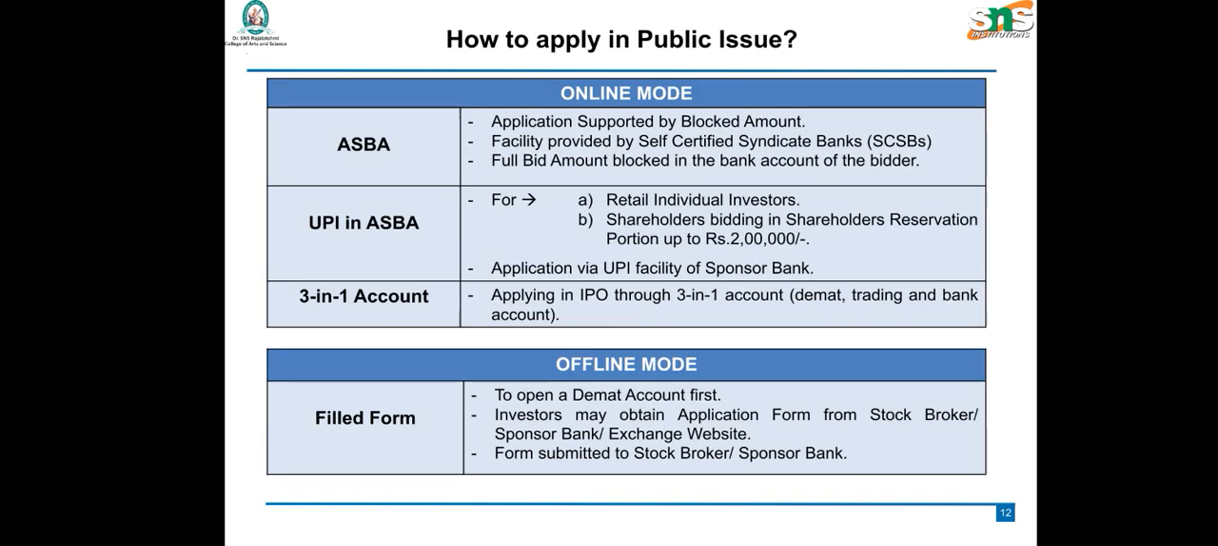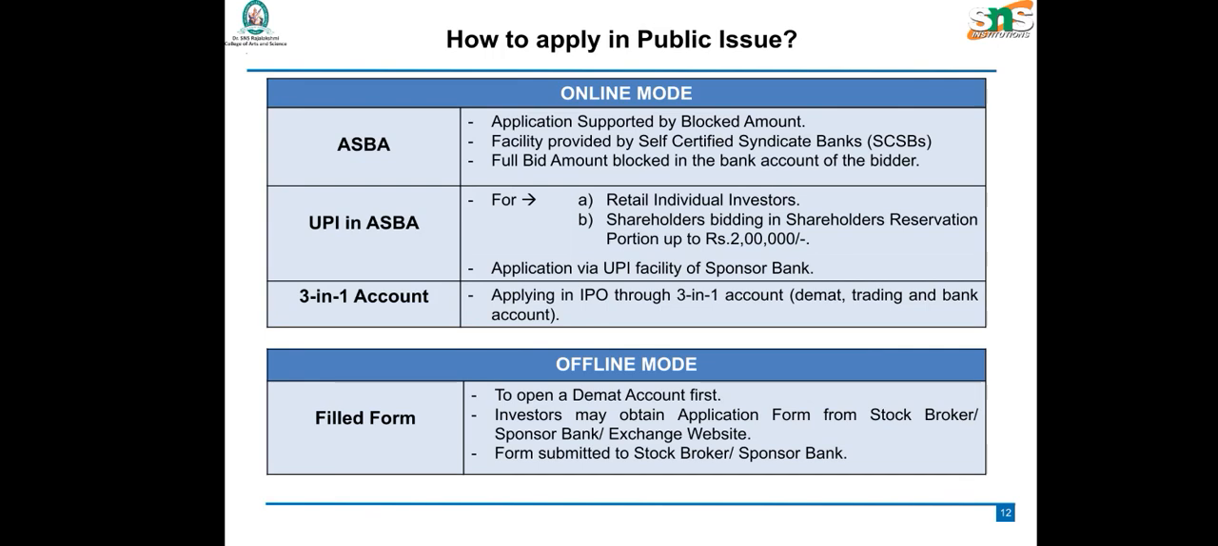How to apply in public issues? This is a practical process where you want to apply for a share in the primary market. ASBA, this is an online mode, application supported by a blocked amount, a facility provided by self-certified syndicate banks. So the full bid amount is blocked in the bank account of the bidder. So this takes place in the online mode.